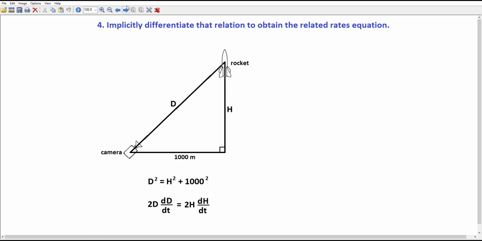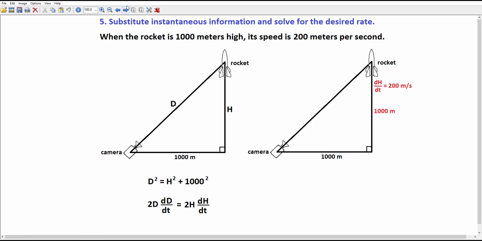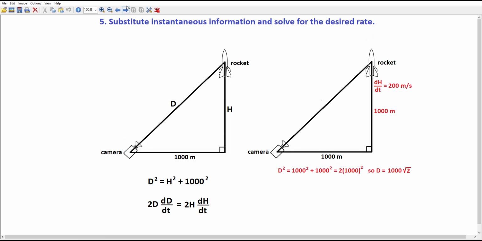Finally, we're going to substitute in to the related rates equation and solve for the rate. Now, according to the problem, when the rocket is 1,000 meters high, its speed is 200 meters per second, which means that h at the instant we care about is 1,000 meters, and dh/dt is 200 meters per second. Now we need a value for d, and that's going to come from the Pythagorean theorem. 1,000 squared plus 1,000 squared is d squared, so d ends up being 1,000 root 2.